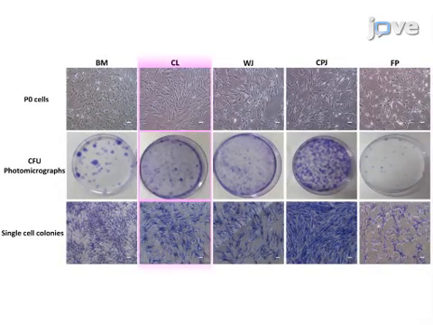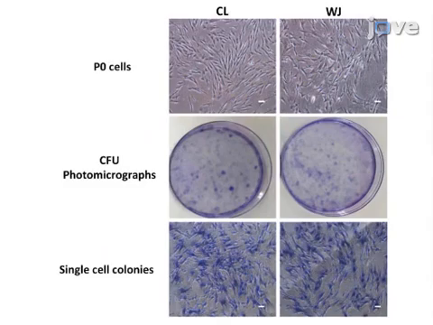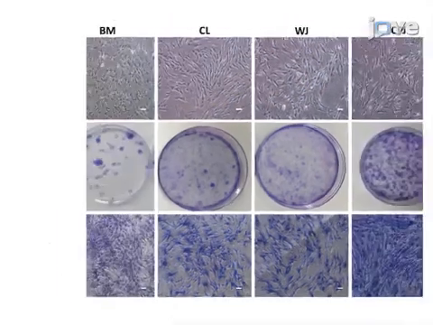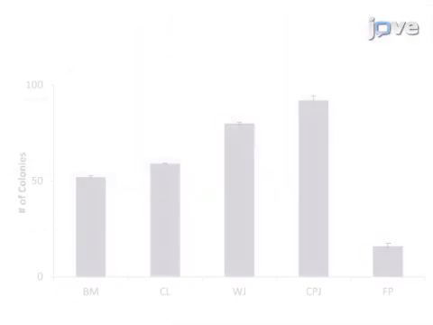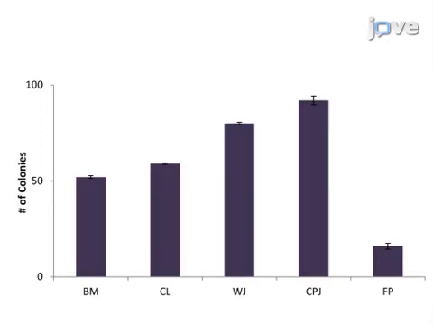The cells from the cord lining in Wharton's jelly cultures exhibit colony-forming efficiency values of 59 and 80 colonies respectively. The colony-forming efficiency value of the cord-placenta junction cells, however, is similar to that observed for bone marrow mesenchymal stem cells, suggesting that cord-placenta junction derived cells have higher proliferative and self-renewal capabilities.